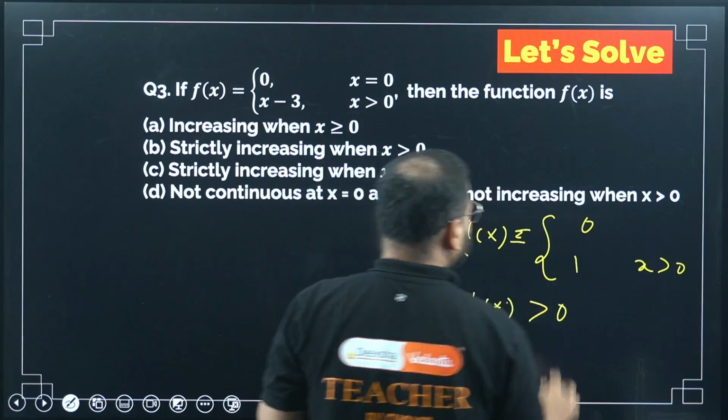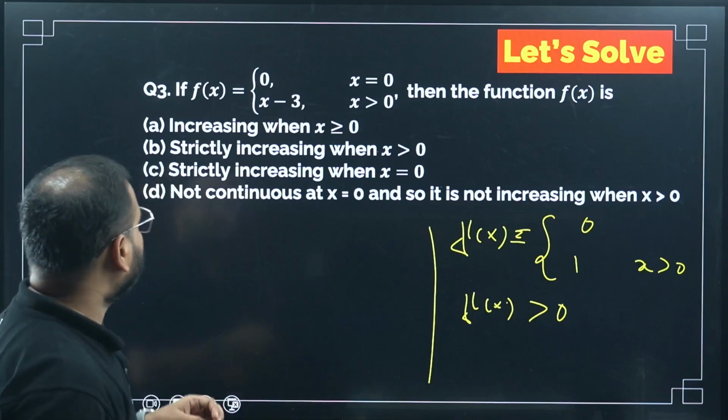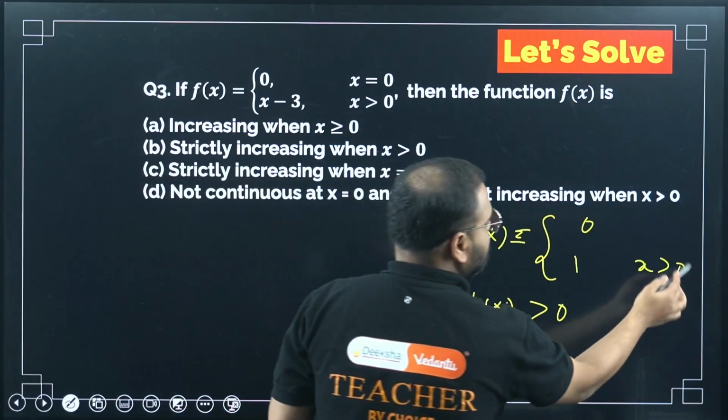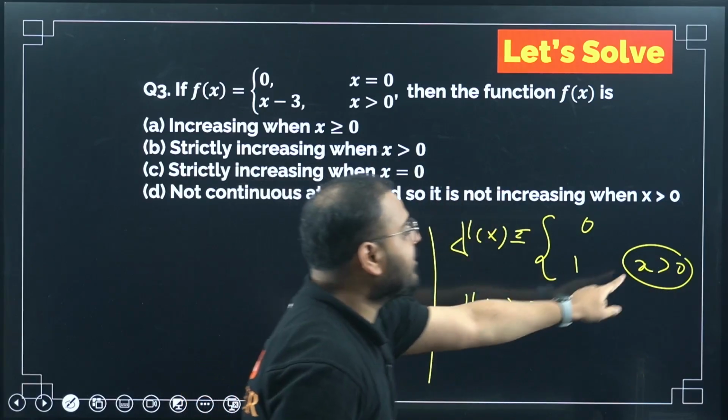Greater than 0. Means what? Decreasing. Oh, sorry, always increasing. So what is the answer? Okay, answer is strictly increasing when x is greater than 0. What is this condition? See, f dash of x is 1, means positive when x is greater than 0.